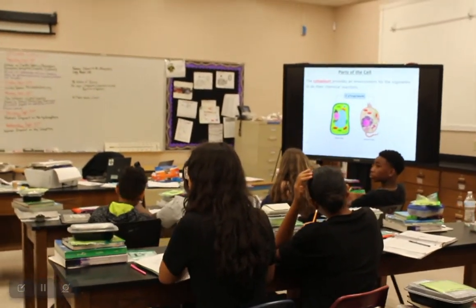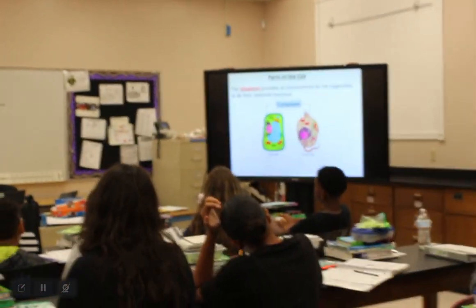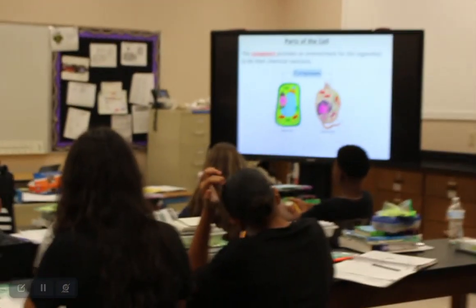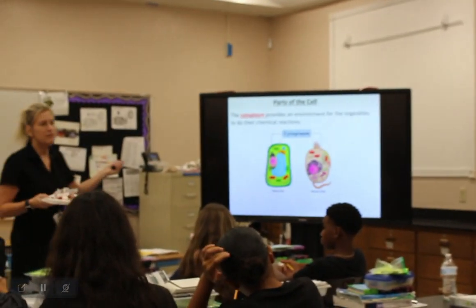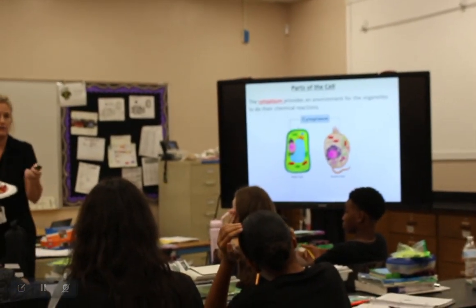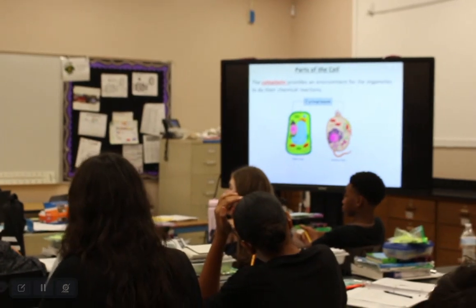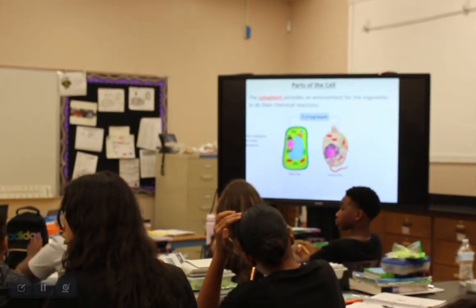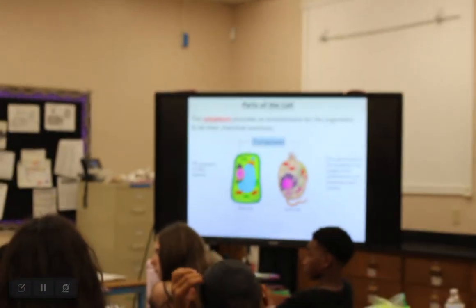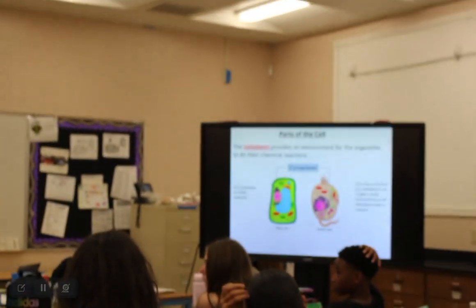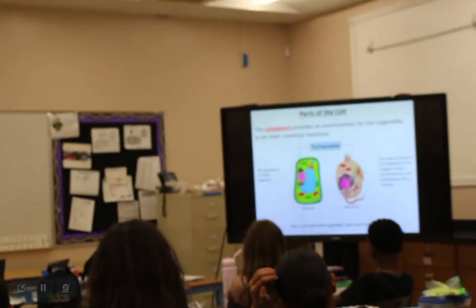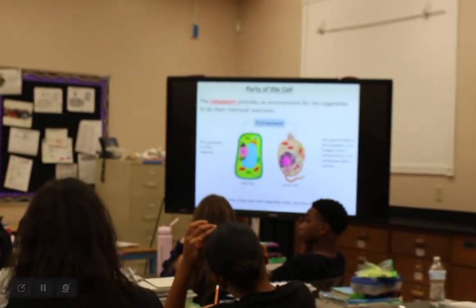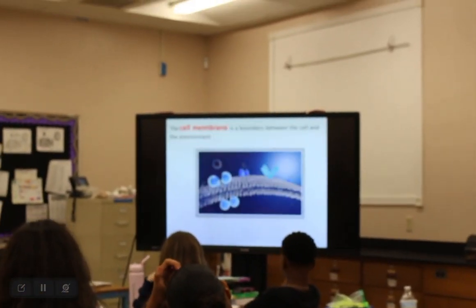So the cytoplasm is going to hold together the cell. It provides an environment for all of the organelles. The organelles are what we call all of the other things that we're going to talk about today. So it is a filler material. It's a little bit kind of like slime. And then we put all the other organelles in it, and you have your cell.